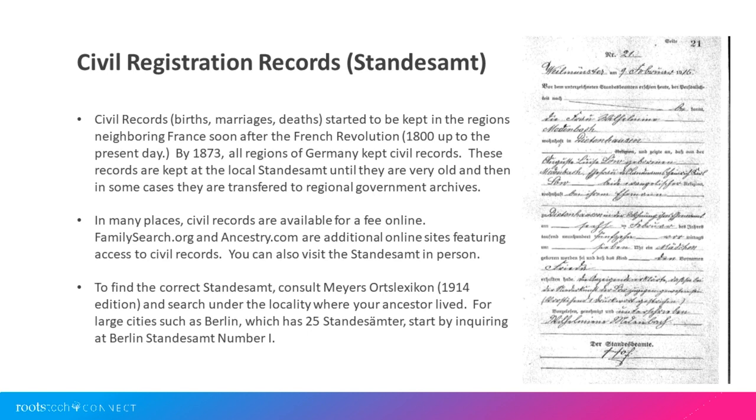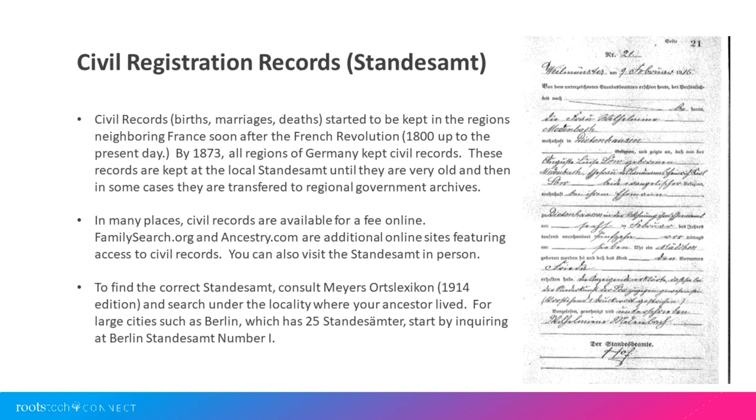And it will tell you what Standesamt it belonged to, and it will tell you which churches took jurisdiction, both for the Protestants, Catholics, and even the Jewish groups that may have lived in the area. For large cities such as Berlin, there can be more than one Standesamt. Berlin, for example, has 25 Standesämter, and so you would start by inquiring at Berlin Standesamt number 1.